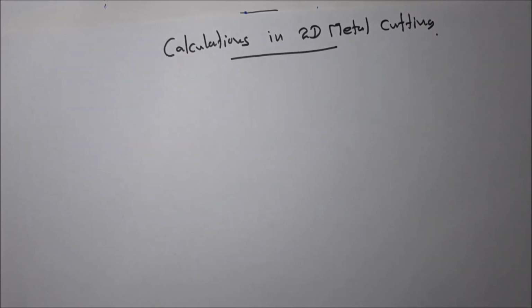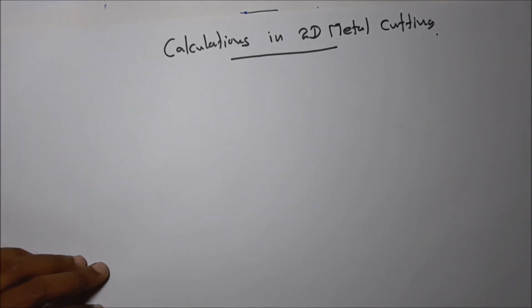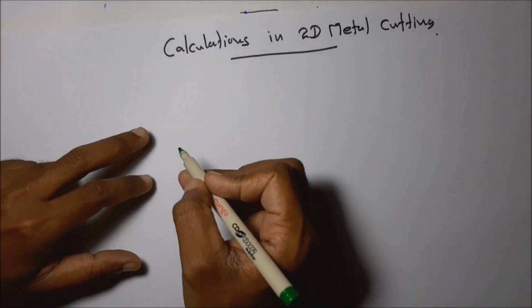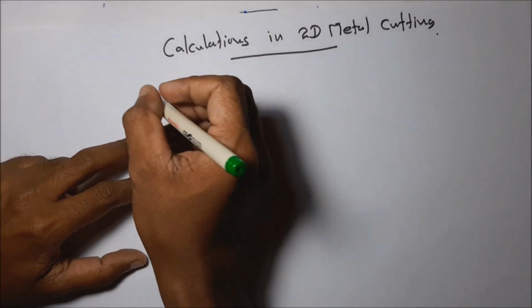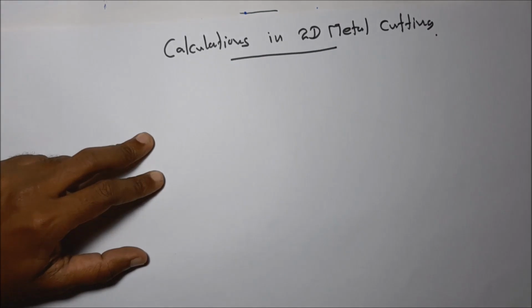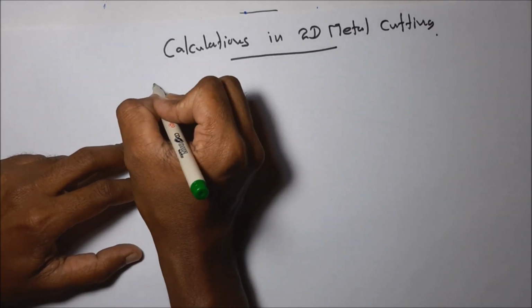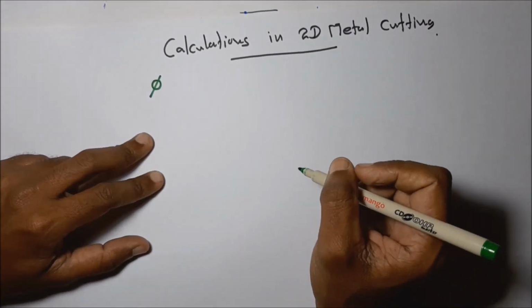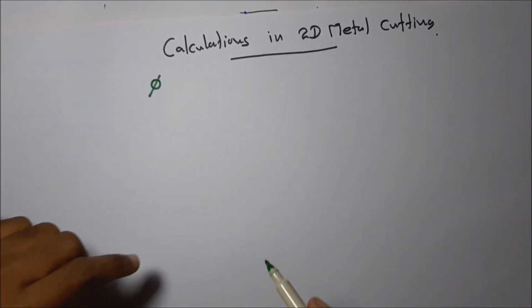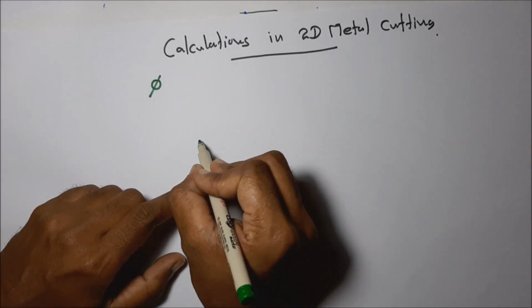Calculations in 2D metal cutting. I will draw the diagram for the two-dimensional metal cutting operation. First we are going to obtain the equation for the shear plane angle phi. What is phi? I will explain what is meant by phi.